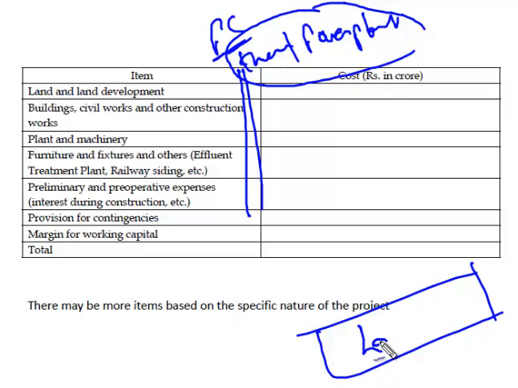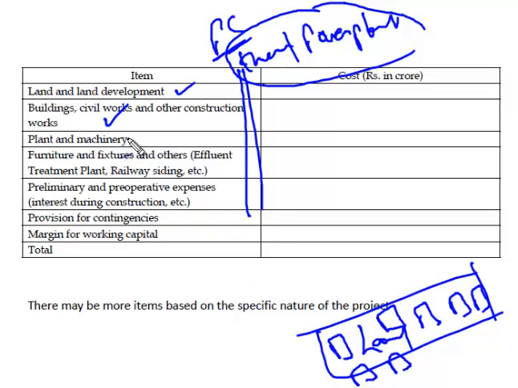So there will be land associated with it. For land, it has to either purchase this land or take it on lease. So this is a cost associated with land. So land is one of the components of project cost. Then on this land, the company has to construct some civil works, right? Buildings, sheds, various civil structures. So buildings and civil works are clubbed under one category.